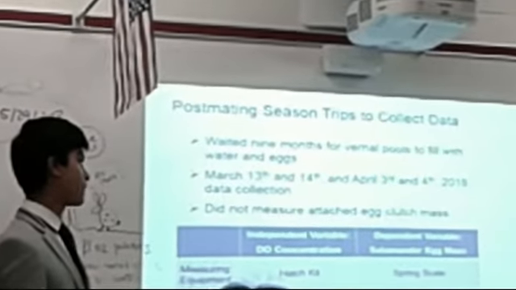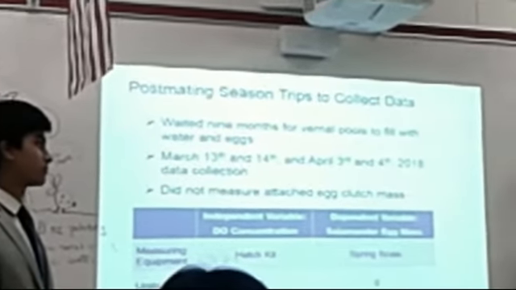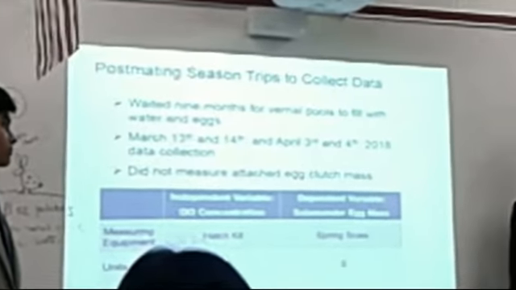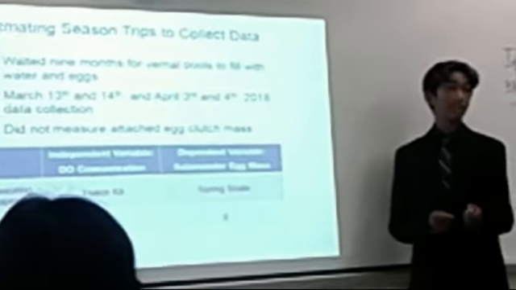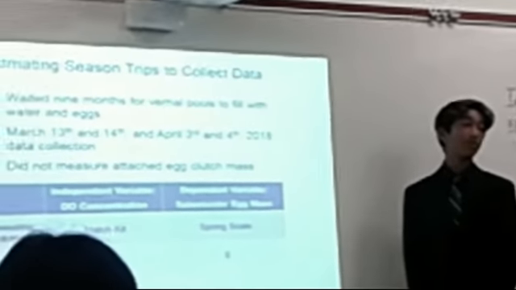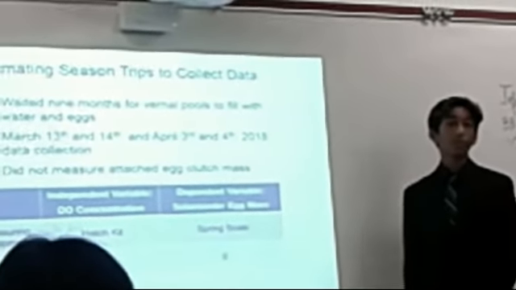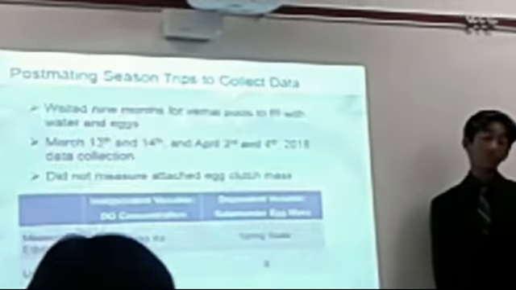We used the HACH kit, which is a series of probes that measure the water quality, and our units were milligrams per liter. And to measure the mass of the eggs, we used a strength scale and a Ziploc bag with the egg in it. That way we didn't damage the egg. Our units were grams. We did not measure any attached eggs to avoid damage to them, attached meaning they were attached to any vegetation or surrounding environment.